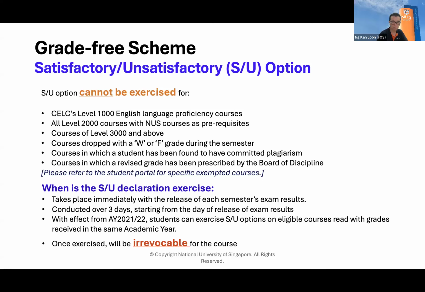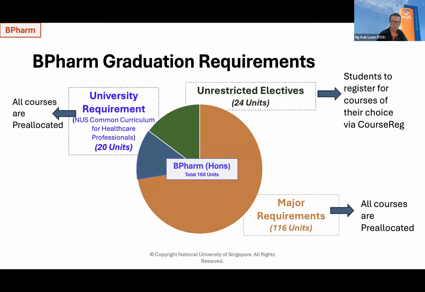There will be 3 days after the exam results are released where students can decide to exercise SU options. So remember, once exercised, those decisions are irrevocable.